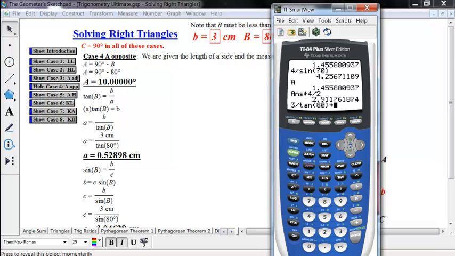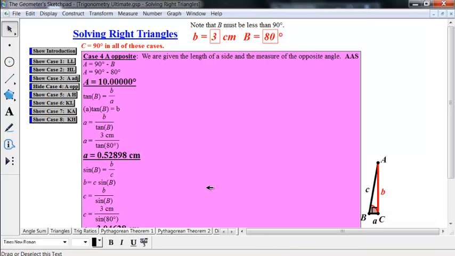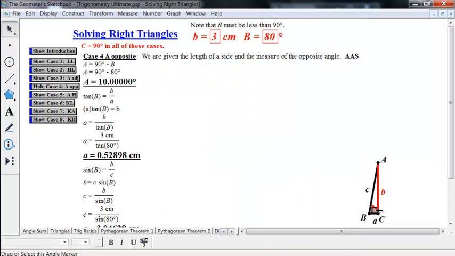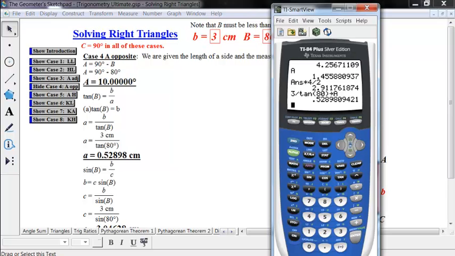And I'm going to store that as A. So this should be side A, 0.52898. Similarly, the sine of angle B is opposite over hypotenuse. That's B over C. Solve for C: multiply both sides by C, and divide by sine of B. We get C equals B over sine of B. So that's 3 centimeters divided by sine of 80 degrees, which is 3.04.